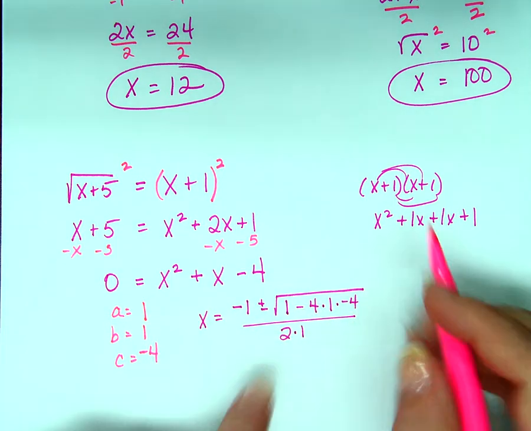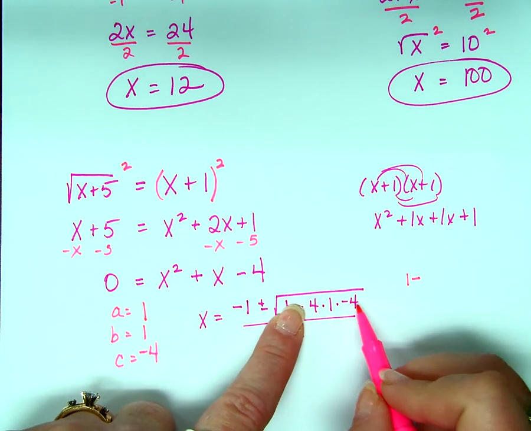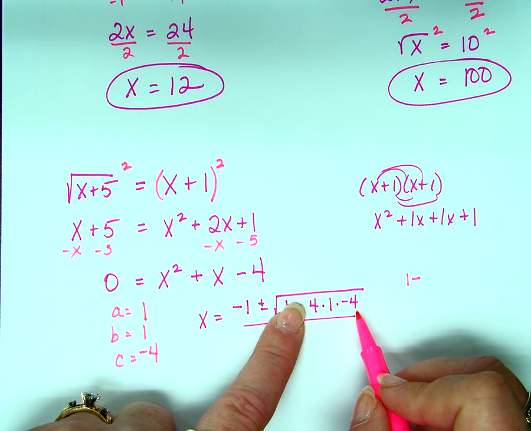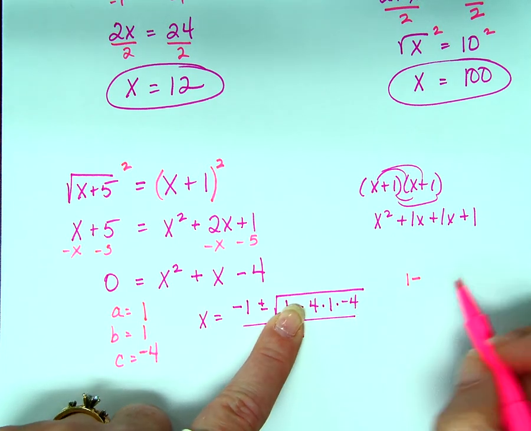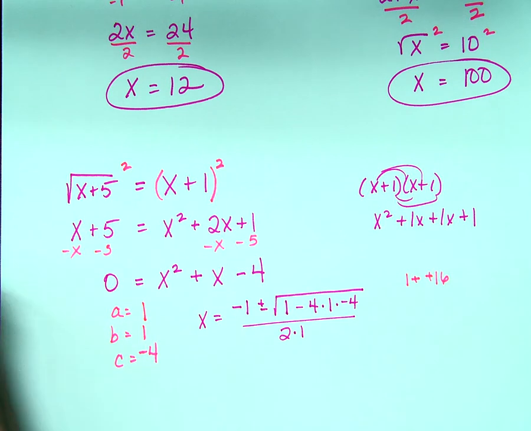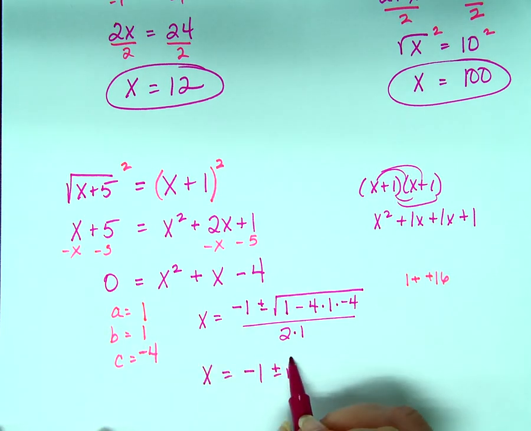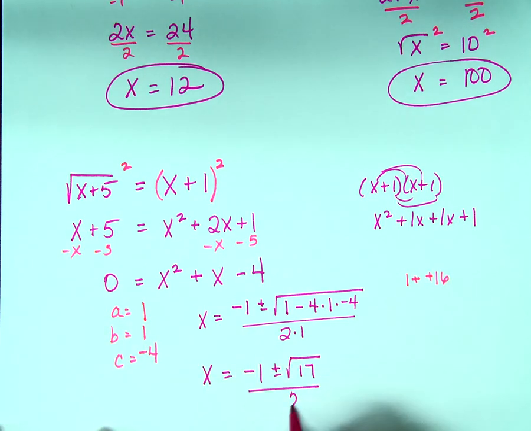So I'm going to write some work out here. 1 minus, what's 4 times 1 times -4? Times, right? So -16. So that's going to end up being x equals -1 plus or minus the square root of 17 over 2.